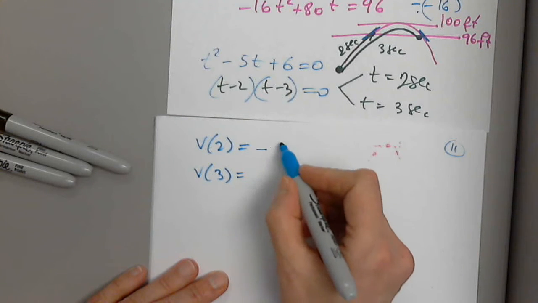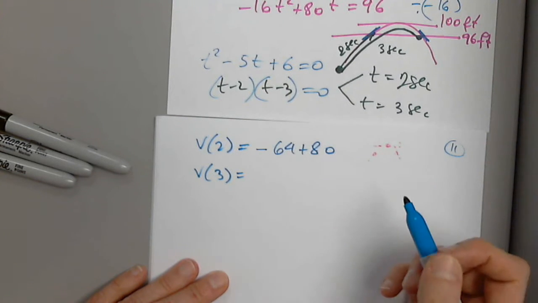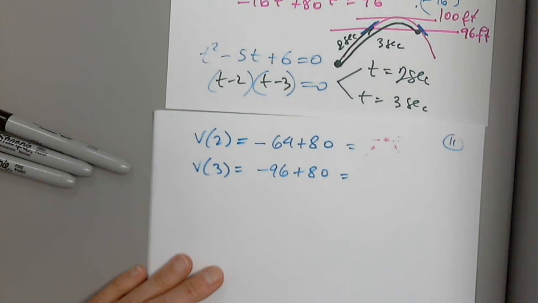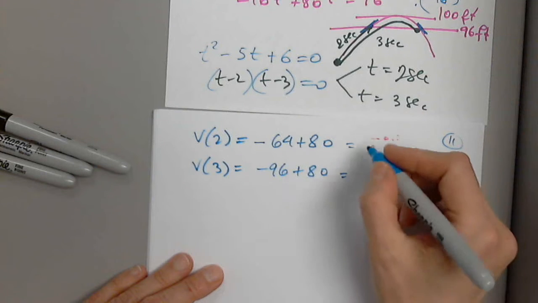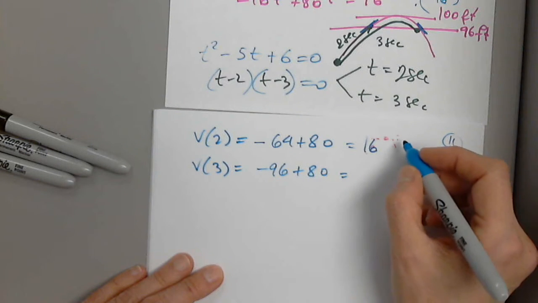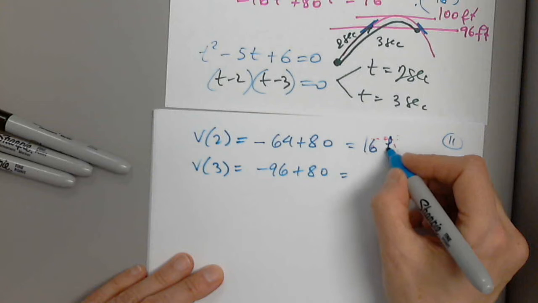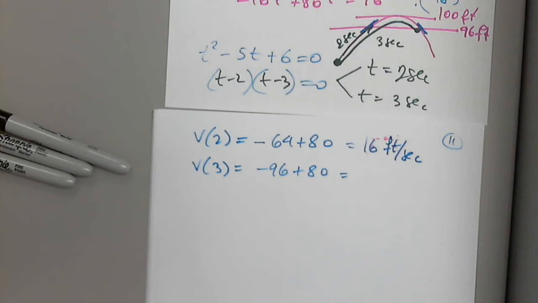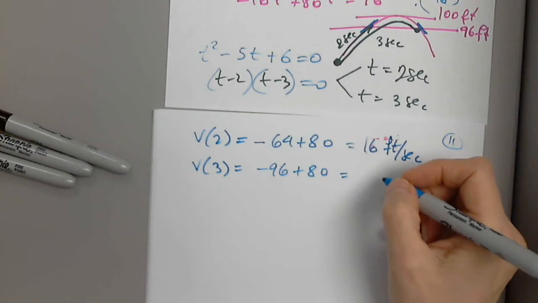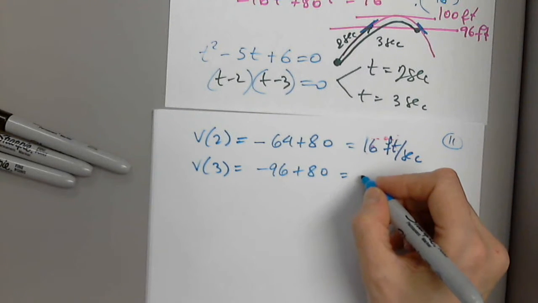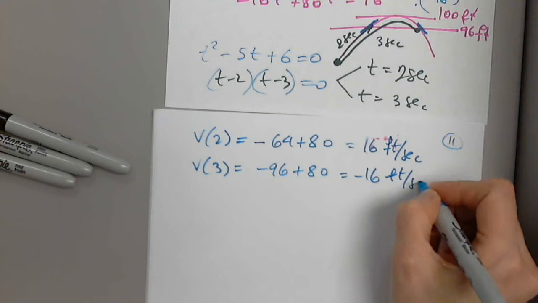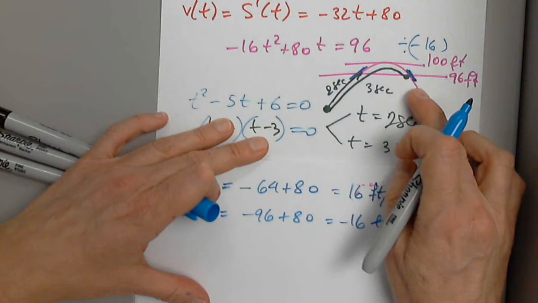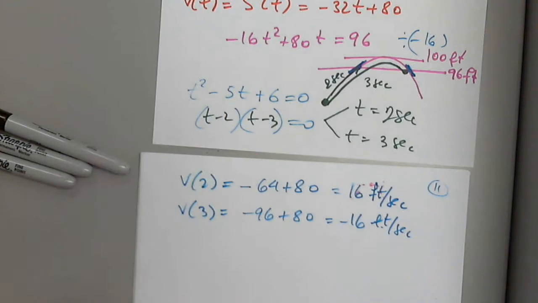V of 2 will be negative 64 plus 80 and negative 96 plus 80. The first one is 16, measurement unit? No. Feet per second. Very good. It's the rate of change of distance with respect to time. And this is negative 16 feet per second as expected, because this is on this side, it's negative, and this is on this side, it's positive.